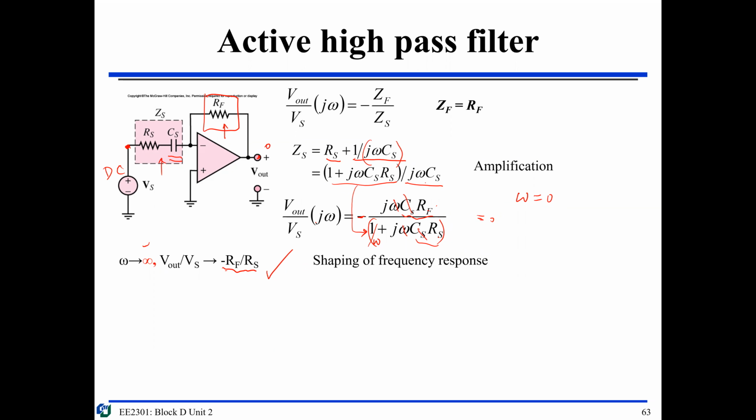So these are the two extremes. When omega is 0, I know that the gain is 0. When I say gain, that means Vout divided by Vin. Then when omega is infinity, I know my gain is minus RF divided by RS. This is the same as the inverting amplification formula we learned, right? You have the inverting terminal here.